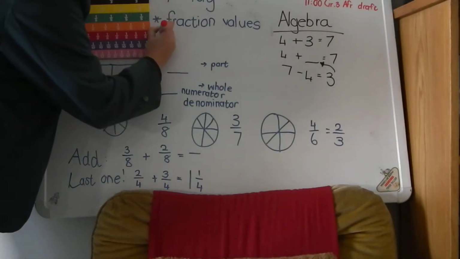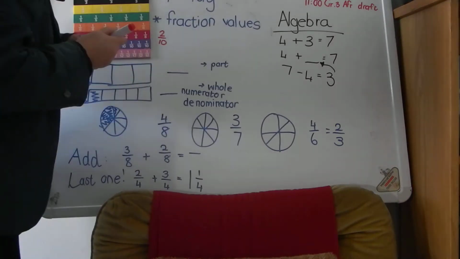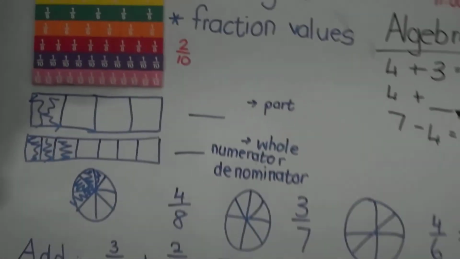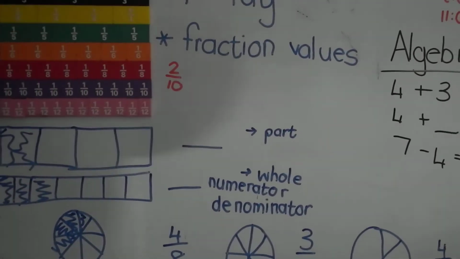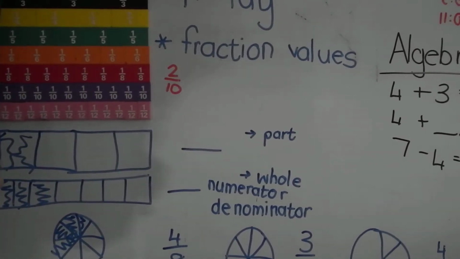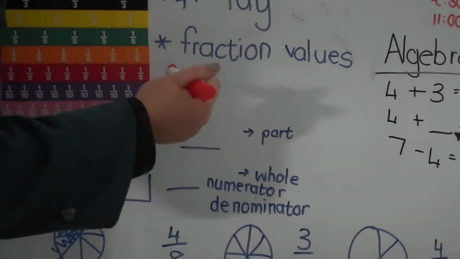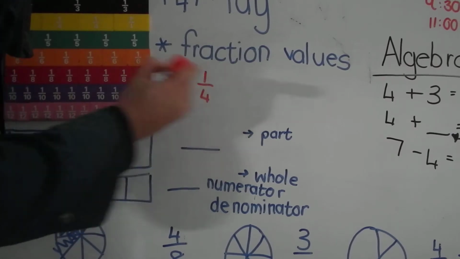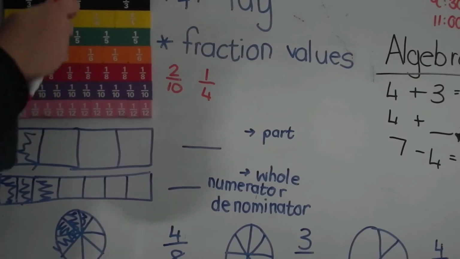We would write it as 2 on 10. Okay, let me just put it closer for you guys. We would write it as 2 over 10. Okay, if we have 4 pieces of chocolate and we get 1 piece of chocolate each, we would write it as 1 of 4 pieces. Do you guys agree? So show me a thumbs up if you agree.